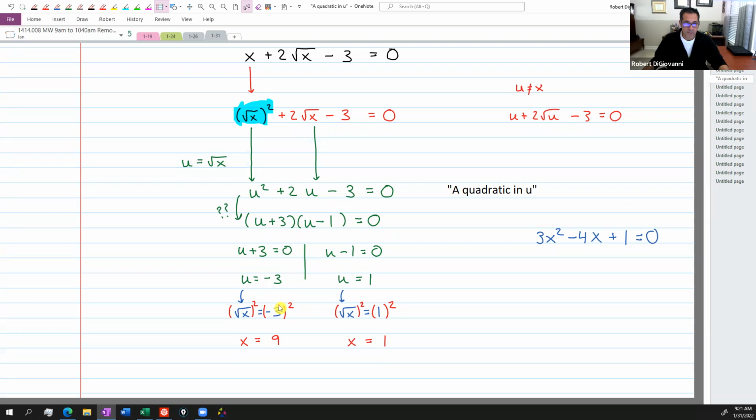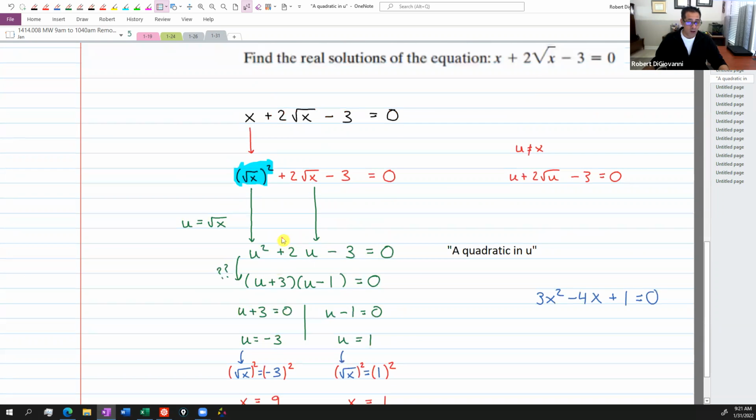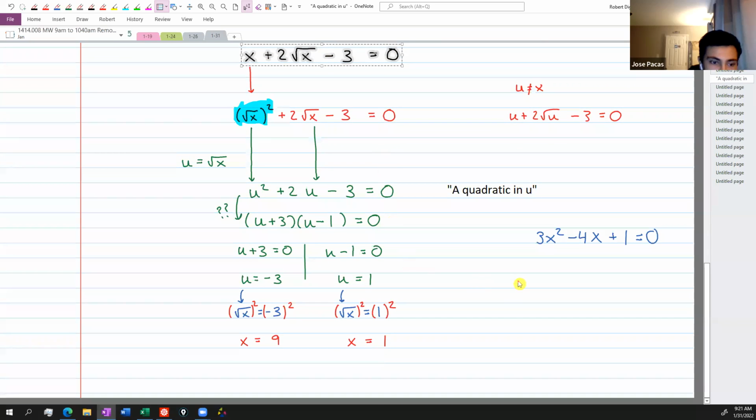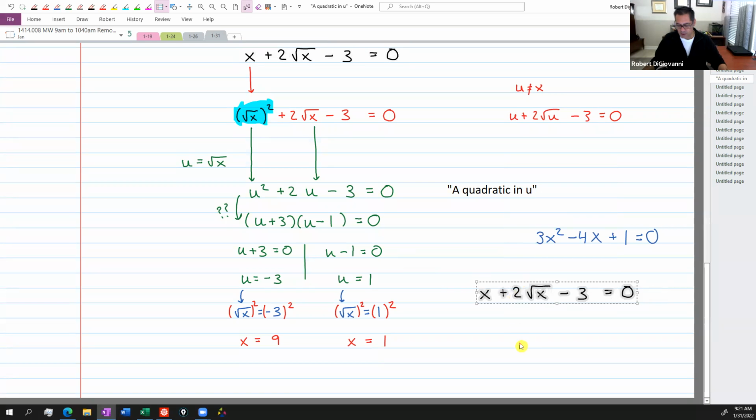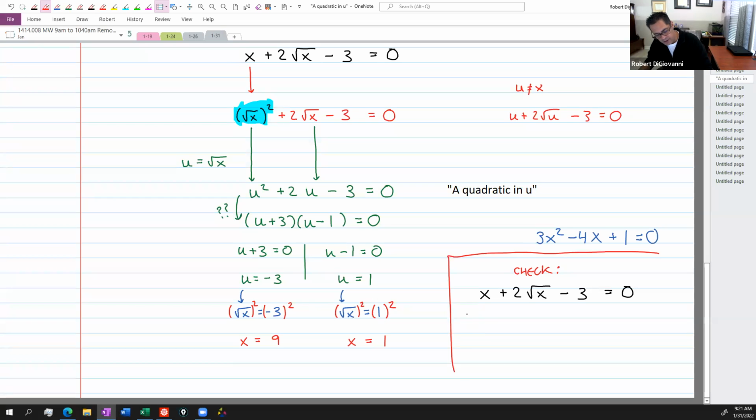All right, everyone clear with that? We're going to have to check answers here. So when we check our answers, what I mean is you have to go back to the original equation, okay? And I'm running out of room here, so here's where I'm going to check, over here. So let's check x equals 9. If I replace x with 9, let's see if it's true.